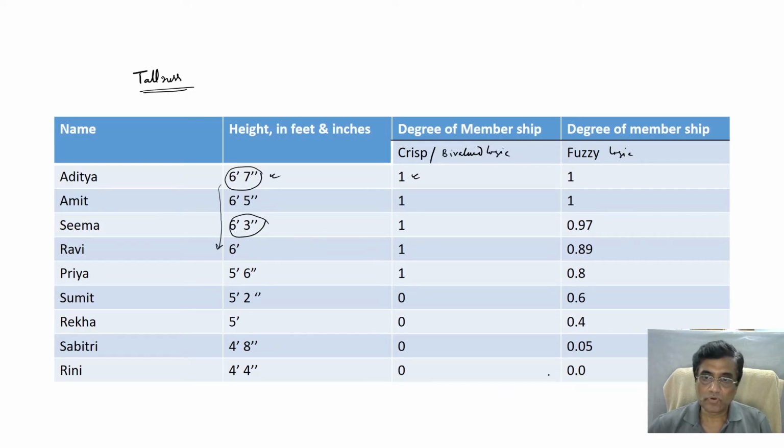I can put those values between short and tall in fuzzy logic in a continuous way, but in bi-valued logic it is yes or no. So this actually has limited capability of expressing real world scenarios, isn't it? Because if you are calling 6 feet as tall, you cannot call 5 feet 5 inches as dwarf, or 5 feet 2 inches as dwarf. So that is the problem, and that problem has been addressed here in fuzzy logic.